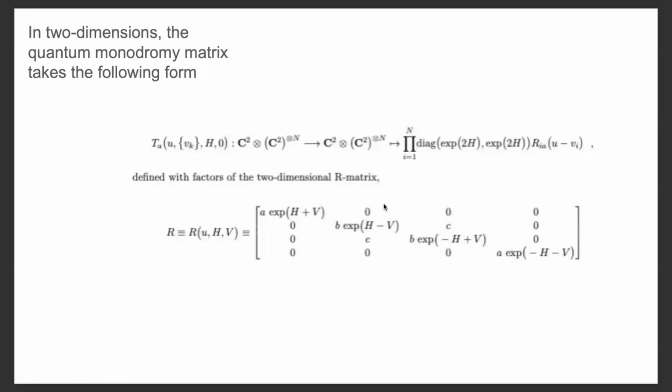and we're taking this product over I, where again we've been making use of the two-dimensional 4x4 R matrix, which is expressed in terms of entries that are given by the weights of the 6-vertex model parameterized in the two external fields H and V.